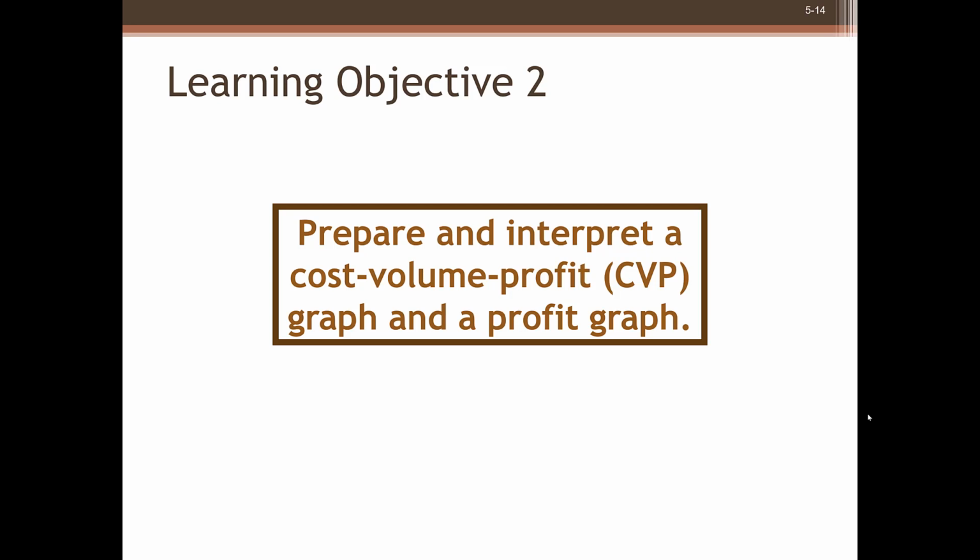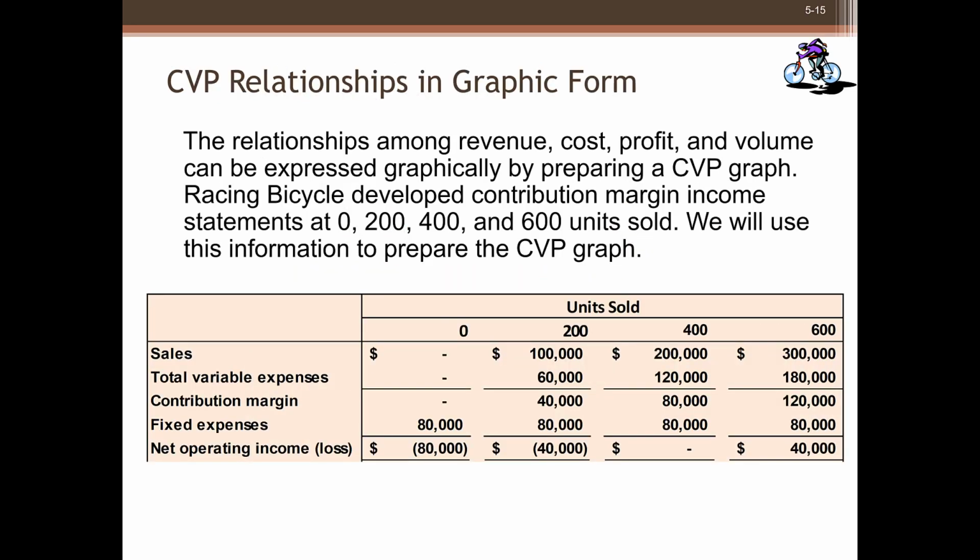Learning objective 2 is to prepare an interpretive cost volume profit graph and a profit graph. The relationships among revenue, cost, profit, and volume can be expressed graphically by preparing a CVP graph. We will use Racing Bicycle Company as an example to develop our graph. Here is the contribution margin income statement for RBC at 0, 200, 400, and 600 units sold.